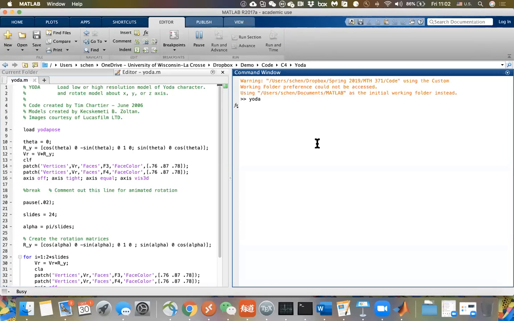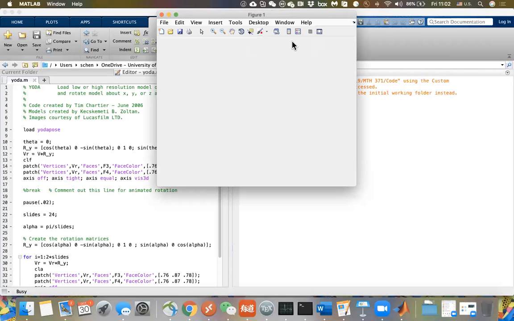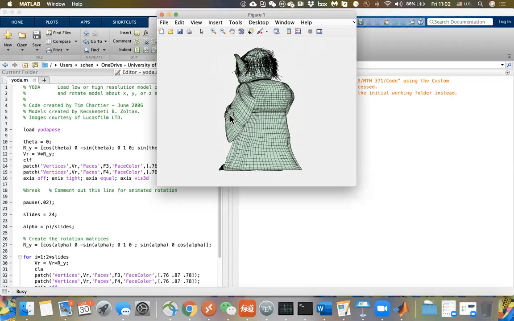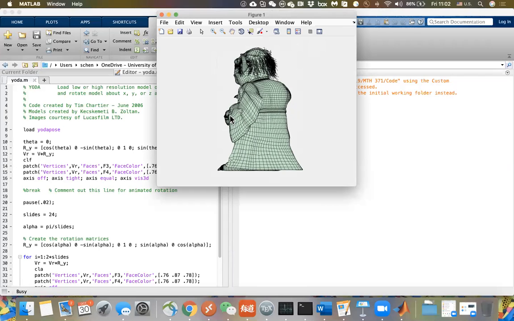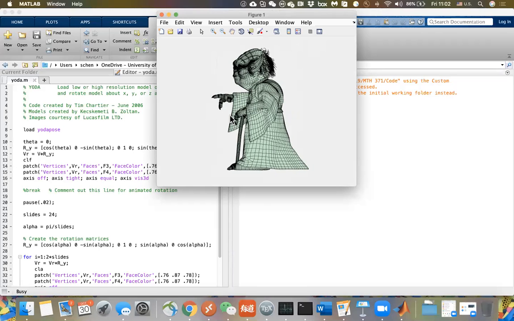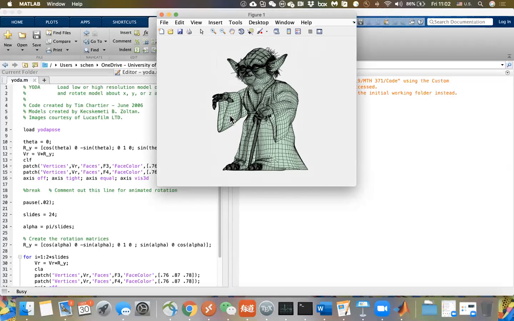The same idea applies in 3 dimensions. Hopefully my code is still working. Okay, can you guys see it? A master Yoda graph. Actually, yeah, okay, it's working.